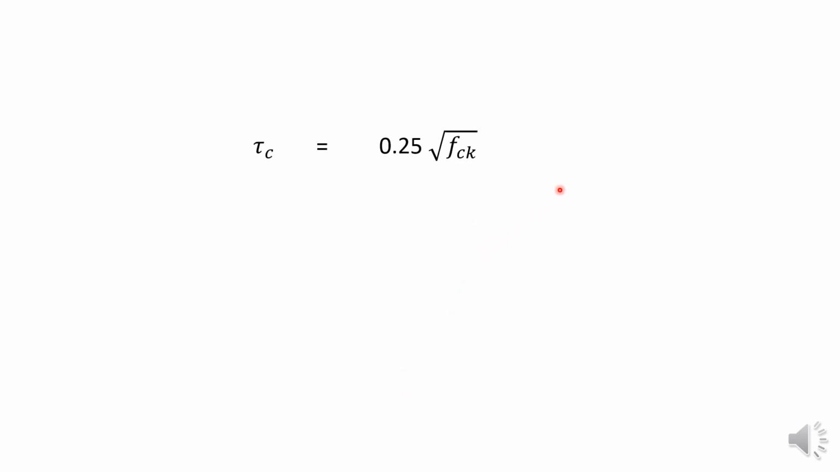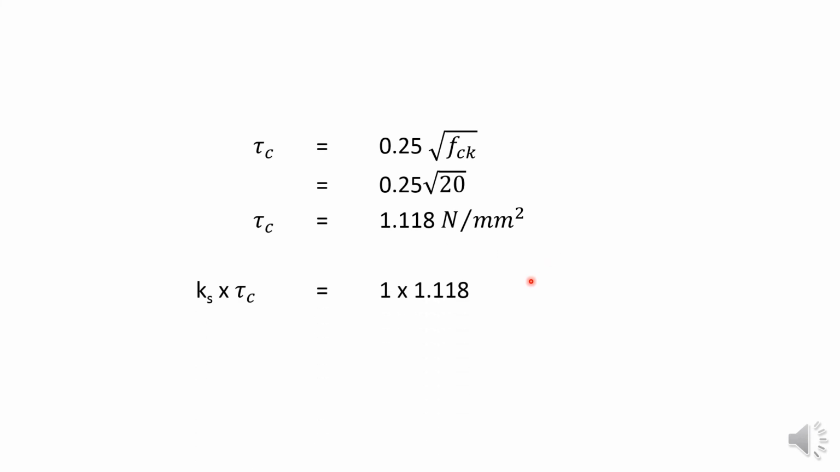Tau c is equal to 0.25 into square root of fck. So substitute the value here, we will get a tau c value of 1.118 Newton per mm square. So Ks into tau c, Ks we already found out as 1.5, we have to take it as 1. So 1 into 1.118 will be equal to 1.118 Newton per mm square. So tau v is less than tau c. Hence the design is safe.